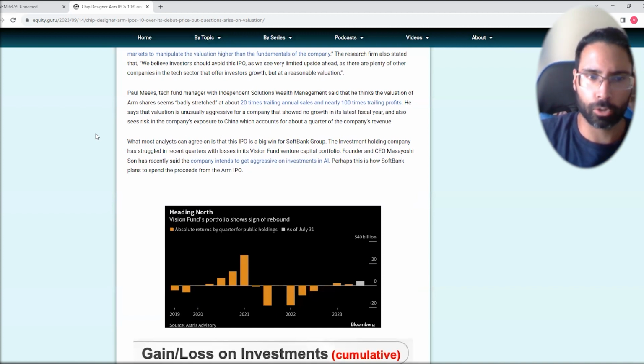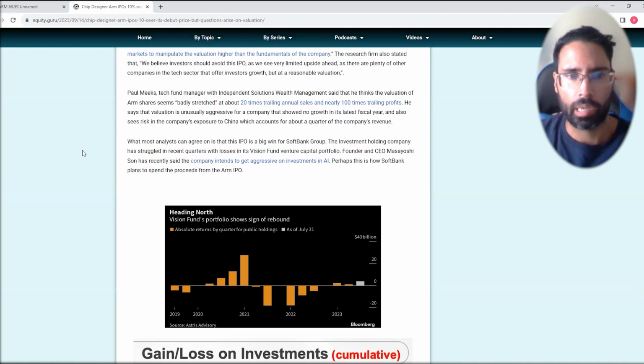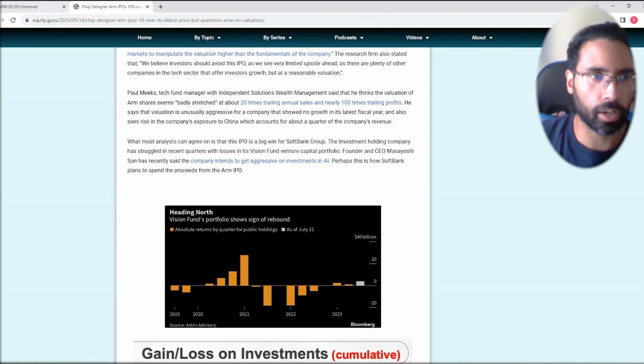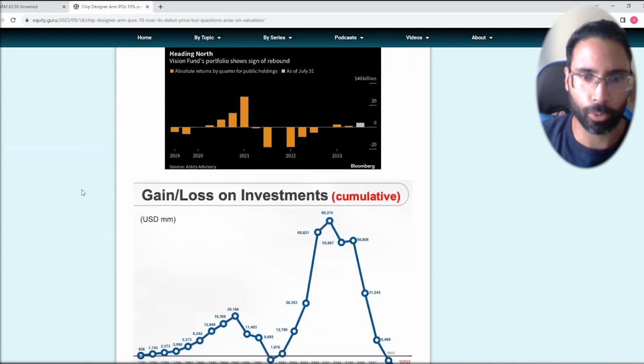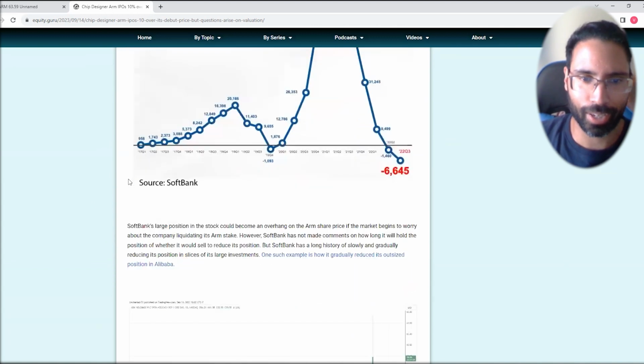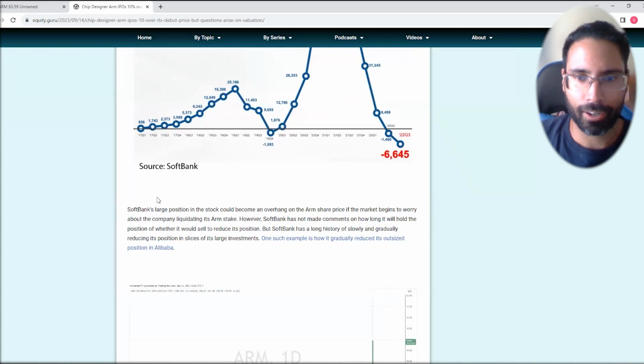But I think a lot of analysts can agree that the IPO is a big win for SoftBank Group. Masayoshi-san and all those guys, you've probably heard of SoftBank, but in recent quarters their Vision Fund venture capital portfolio hasn't been doing quite well, with quite a lot of losses. The IPO definitely did help SoftBank. But the question is going forward, and here you can see the Vision Fund portfolio and its gains and losses. Again, not the best returns recently.